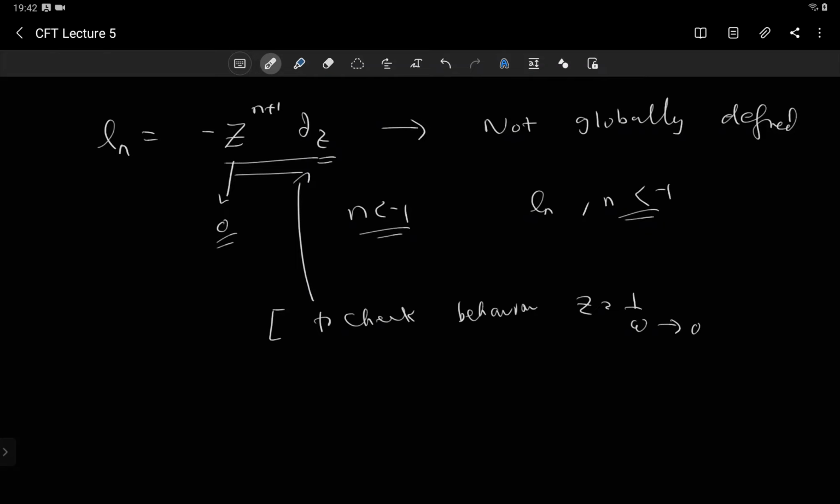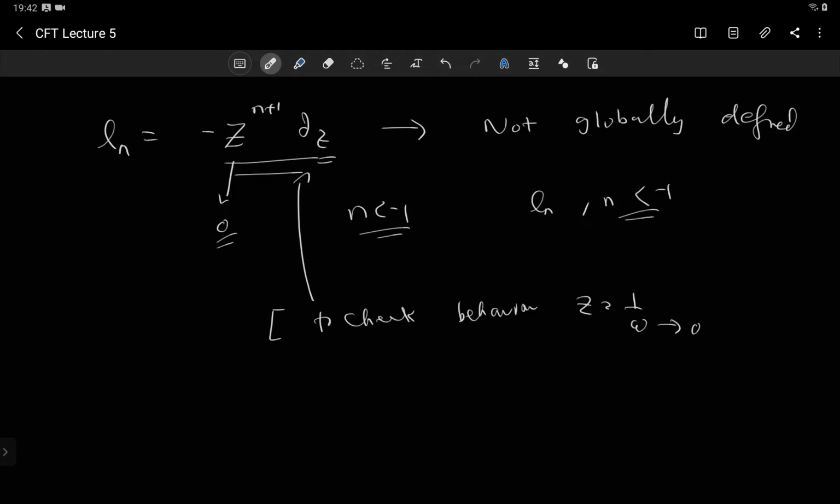So two things. One, at z equal to 0, there are an infinite number of them, that is, all n less than -1 are not well defined. And second, that is not enough, you have to also see whether it is well defined at infinity. Because as we saw earlier, the conformal group acts on all points including infinity.